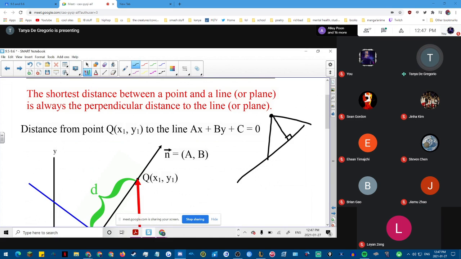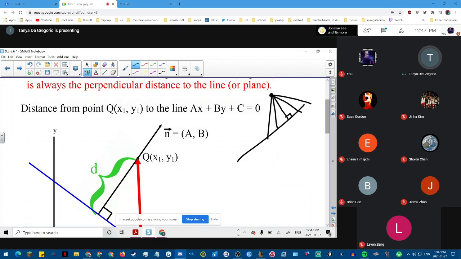And we know that because of the Pythagorean theorem, right? We know that the hypotenuse is always the longest side, and any other line that I draw that attaches to this line is going to be a hypotenuse. So we know that the perpendicular distance is always the shortest one. And so that's the concept that we're going to be talking about here today.